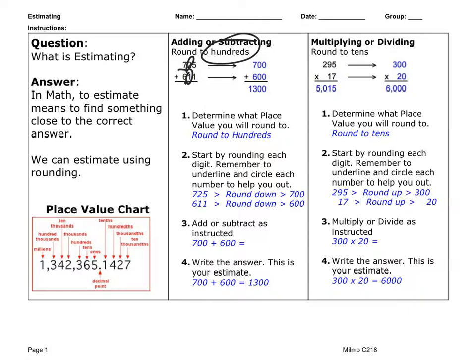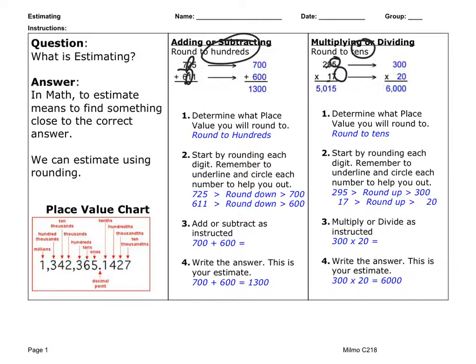Now, on the second one, we multiply. So first we need to determine the rounding value, place value, and it's going to be tens this time, okay? So we're going to underline the tens, and we're going to circle the ones, okay? I didn't quite circle the ones there, sorry. There you go. Okay. So, 295 is going to run up or down? Up, right? To 300.